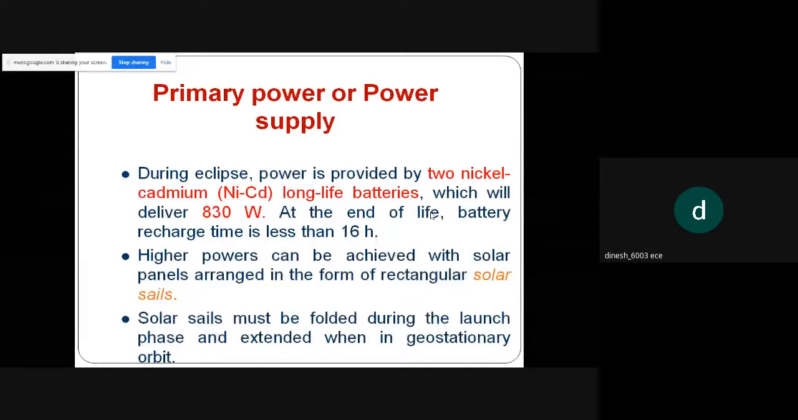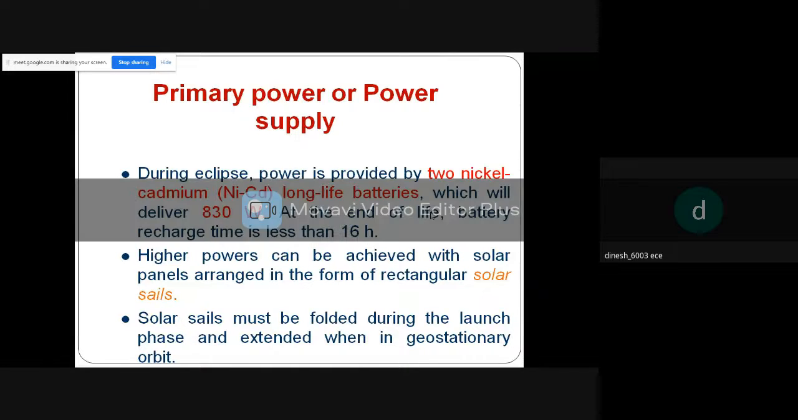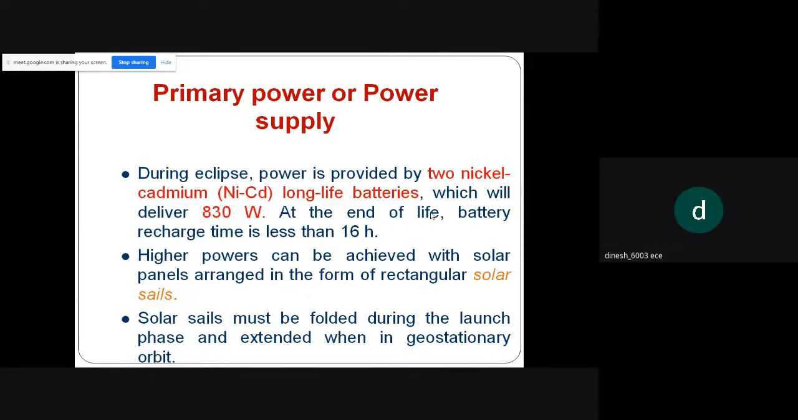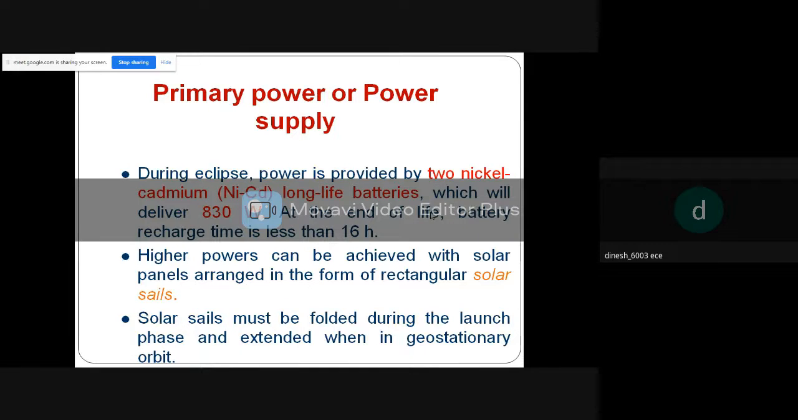So there will be additional batteries present inside the power supply, which are two nickel cadmium long life batteries that can deliver up to 830 watts, which can withstand about 48 hours. During eclipse time, these long life nickel cadmium batteries will supply power to the satellite for working.